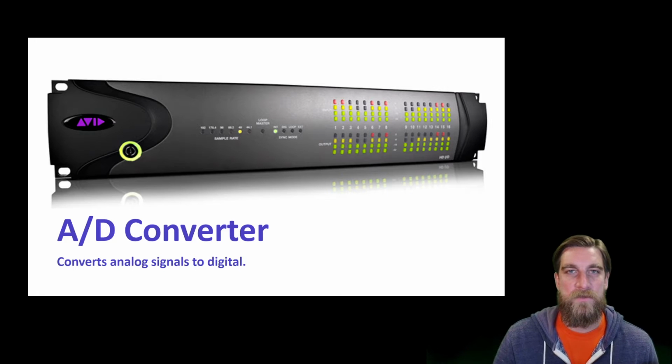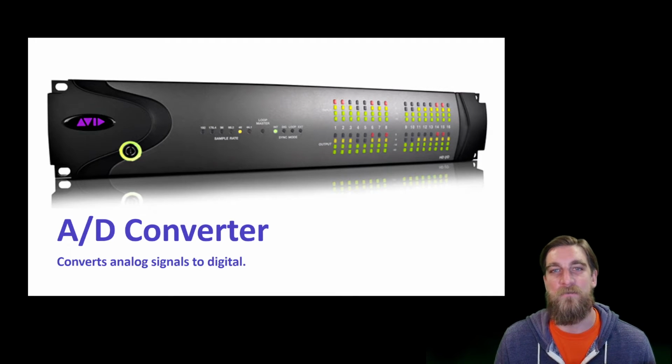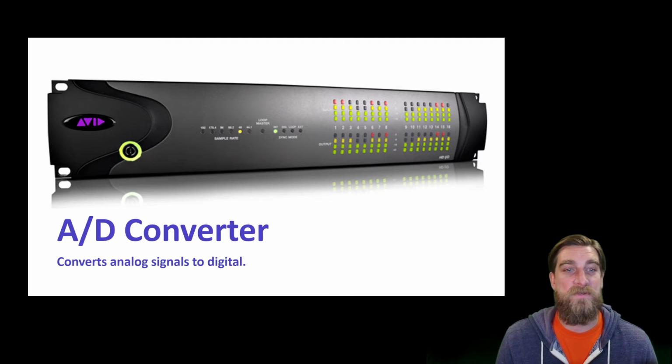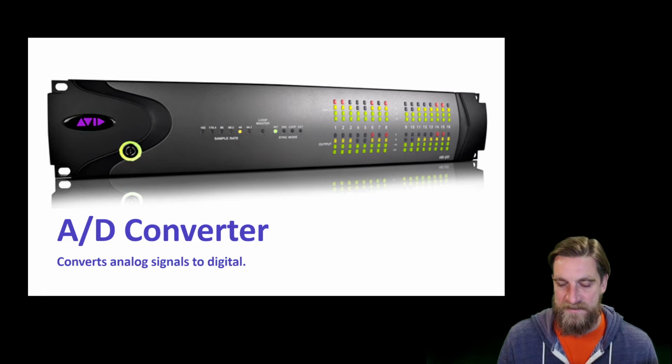From the preamp, we're going to go to an A to D converter, something that's taking the analog signal, the actual electricity, and turning that into a digital signal, ones and zeros that a computer can make sense of. So we're converting analog to digital with an A to D converter. There are lots of different brands out there. I use Avid Pro Tools, so I've got a picture of one of those A to D converters.